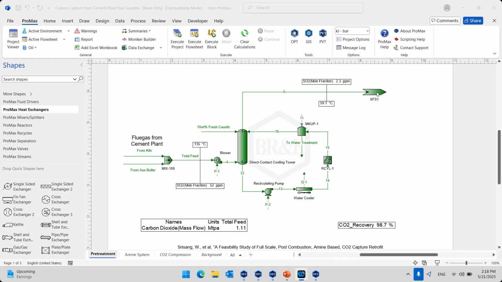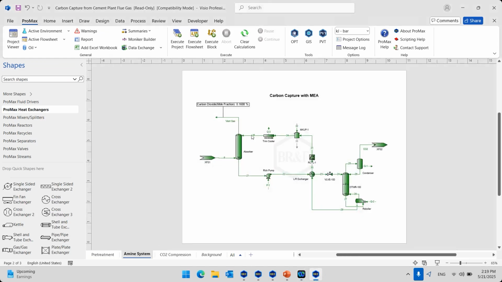From the pretreatment section, we are sending this stream to another flow sheet. In this case, this is the amine unit. This is a unit where we are going to be capturing our CO2 using amine solvent. This is done in the following stages.